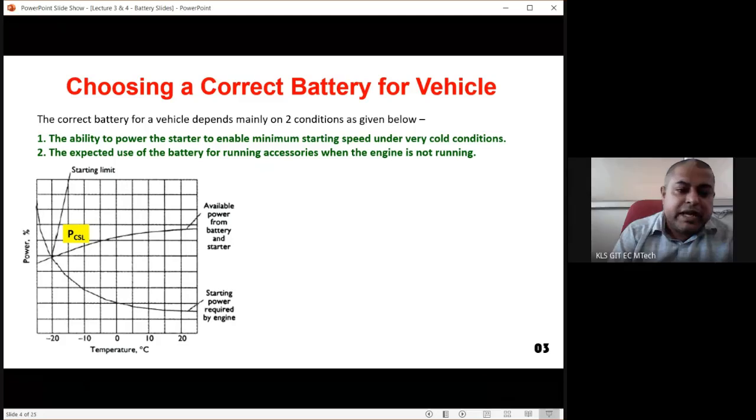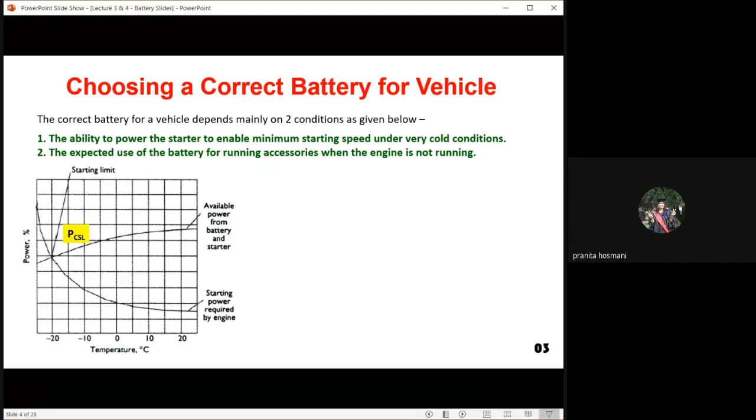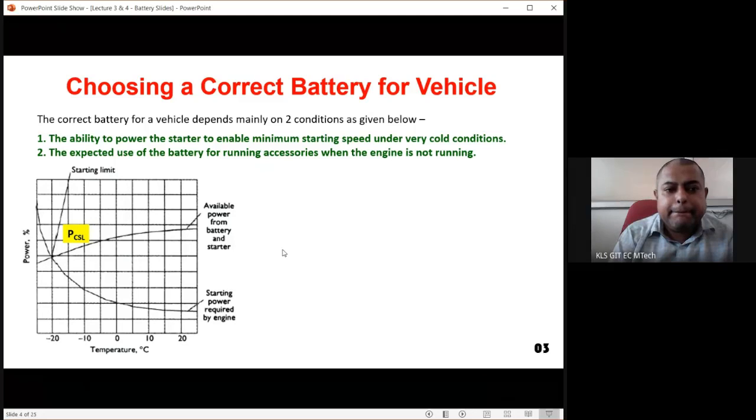Okay. Understandable? Can the car start? Yes, sir. This graph is clear. Yes, sir.